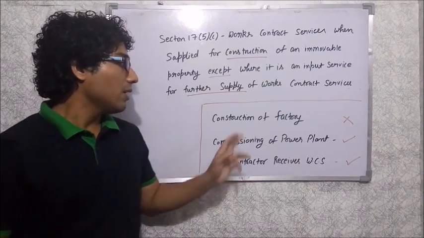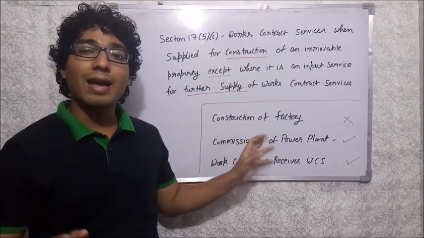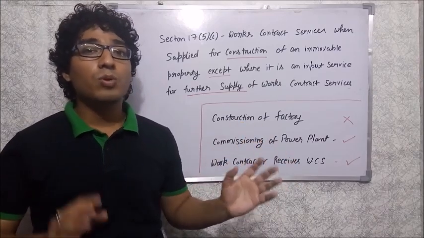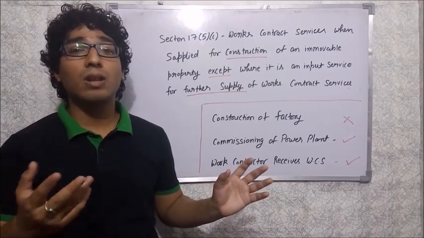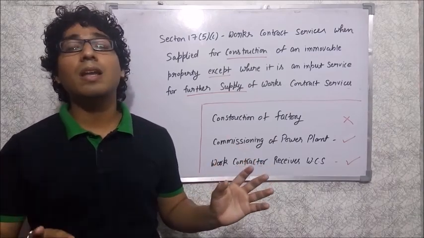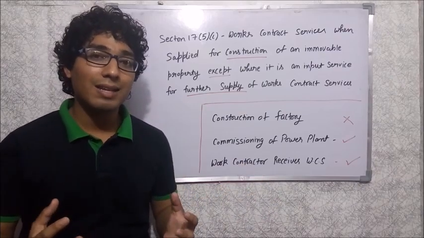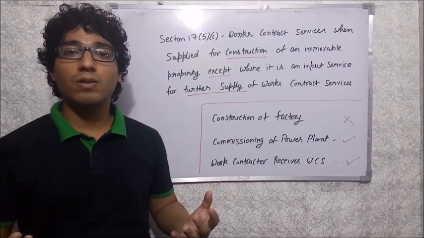For example, suppose you have a factory and the construction of that factory will be treated as works contract services, so the company cannot take the input tax credit of those works contract services. If the company is building a factory, then that company cannot take the input tax credit of those works contract services.